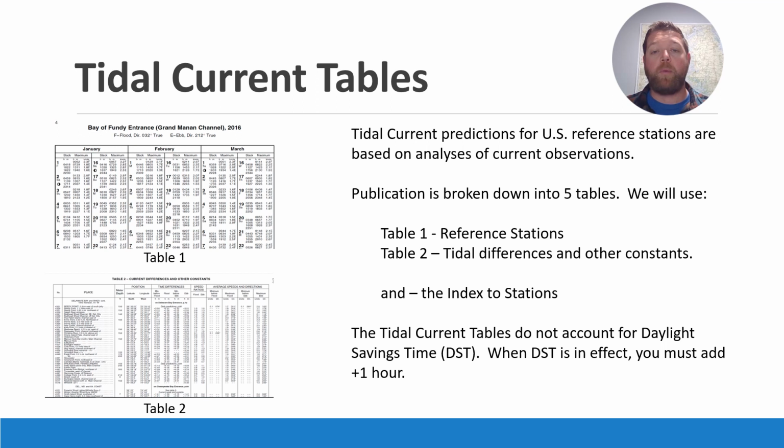Okay, we have a table 1 with our reference stations or our primary stations. We have table 2 with our tidal differences, or I like to call our secondary stations. And then we have our index to the stations in the back of the book. And just like before, I usually work in the reverse order: index, then table 2, and then table 1.